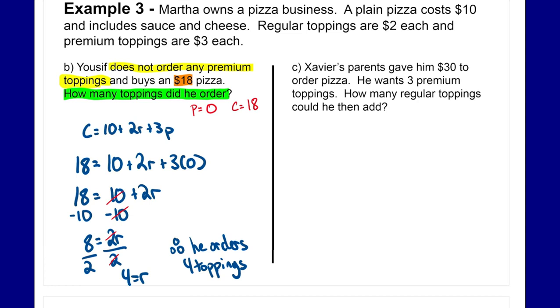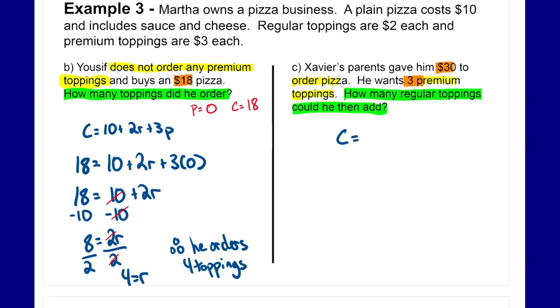Xavier's parents gave him $30 to order pizza. He wants 3 premium toppings. How many regular toppings could he then add? So the question is asking how many regular toppings could he add? We have some numbers, 3 premium, $30. We'll highlight to order a pizza and 3 premium toppings because that will give us some additional information.